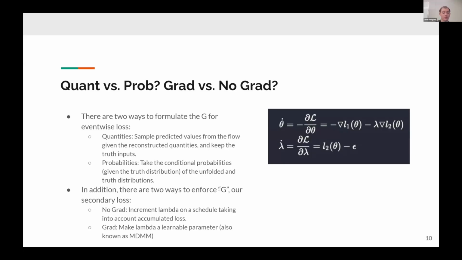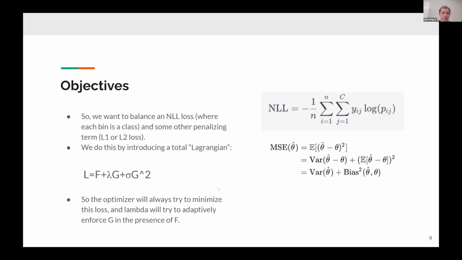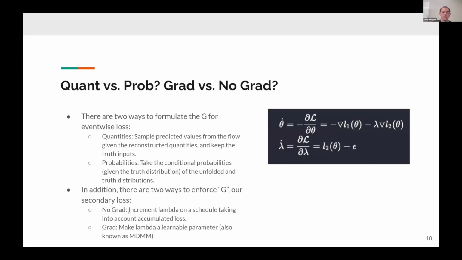In addition, there's two ways to enforce G via this Lagrangian. There's two ways to treat lambda. No grad would be when you increment lambda on a schedule, taking into account your accumulated loss. So if your loss is high, then lambda gets bigger. If your loss is decreased, lambda will start to plateau. Grad is effectively when you make lambda a learnable parameter, which is also known as MDMM, modified differential multiplier method. So, is lambda being backpropagated on? That's kind of just the difference between these.